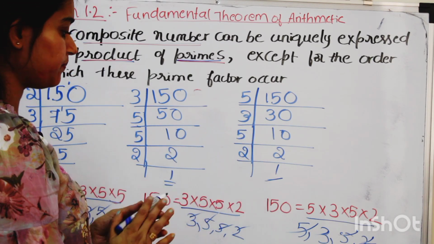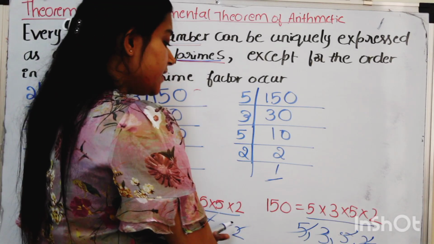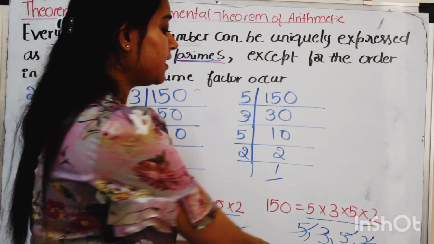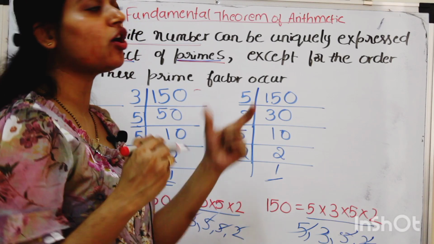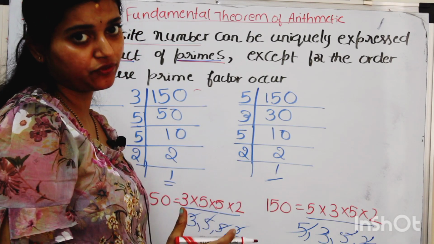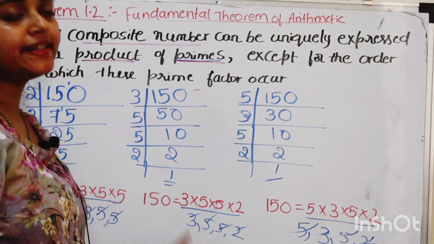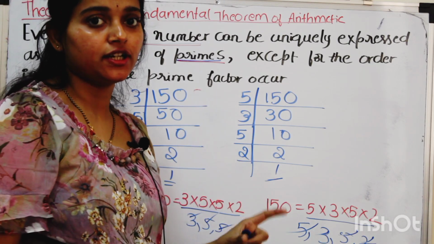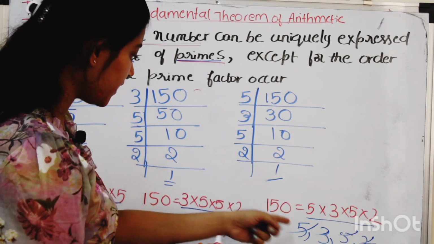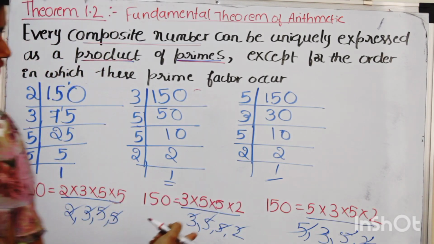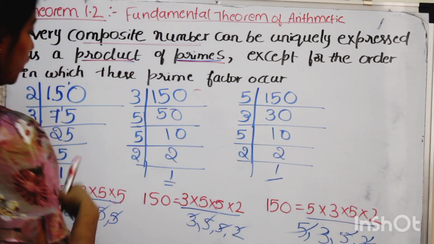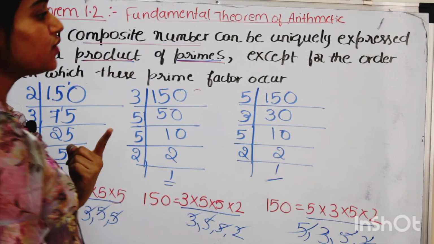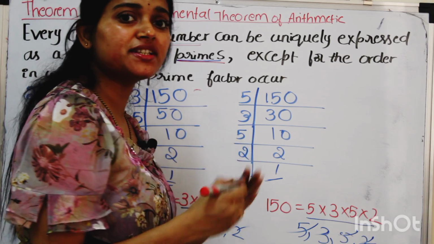There is a variation. So there is a standard form to write them in order. There is one standard form: we have to write in ascending order. What is ascending order? So we have 3 into 5 into 5 into 2, 5 into 3 into 5 into 2, and 2 into 3 into 5 into 5. Ascending order means in increasing order.